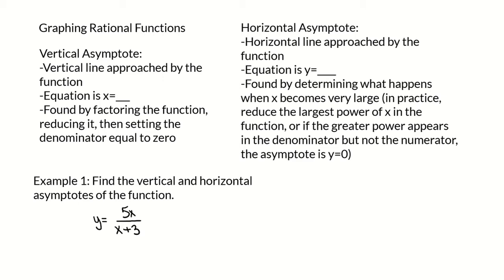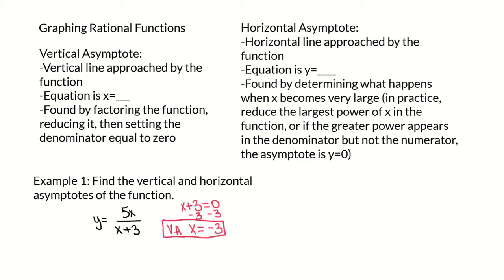So let's find the vertical asymptote for this first example. The equation is completely factored and reduced, so we set the denominator equal to 0. So we set x plus 3 equal to 0, and we solve. Subtract 3 from both sides, and we get x equals -3. So that is the vertical asymptote for this function. And a function could have more than one vertical asymptote, but this particular function has only one.